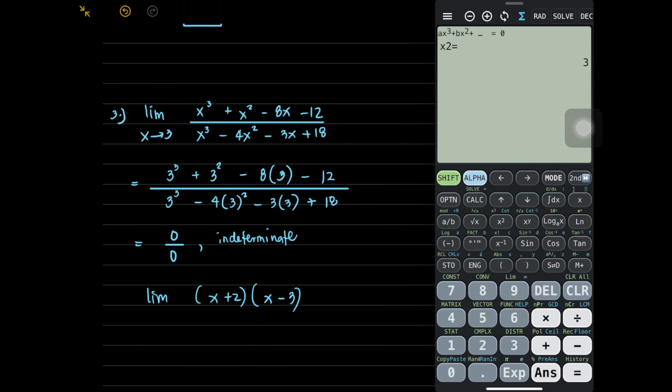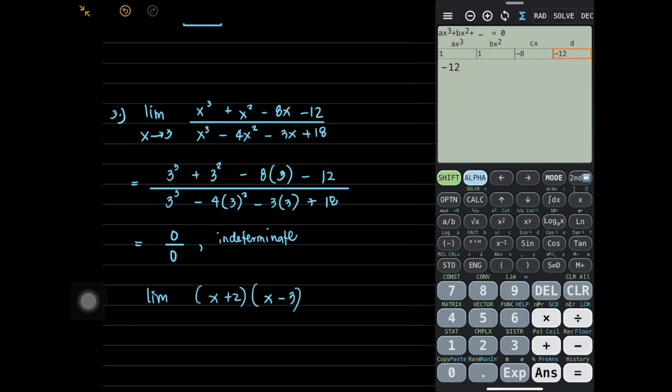And if we press the equal sign again, you'll notice that for this expression, it only gave us two roots, which are negative 2 and positive 3. That means one of these roots is repeated. Now, it can be that the repeated root is x plus 2 and the distinct one is x minus 3, or the distinct one is x plus 2 and the repeated one is x minus 3.